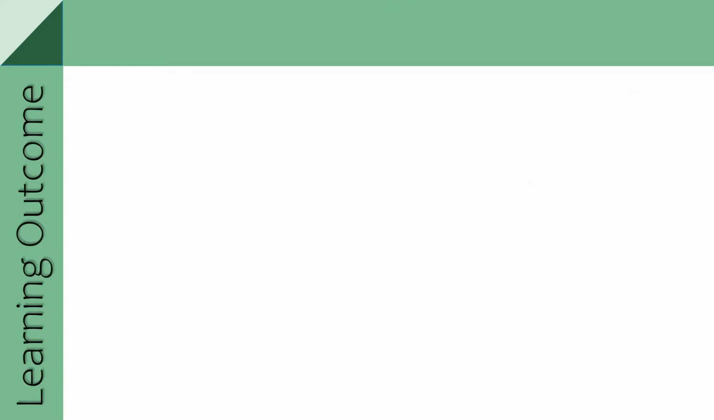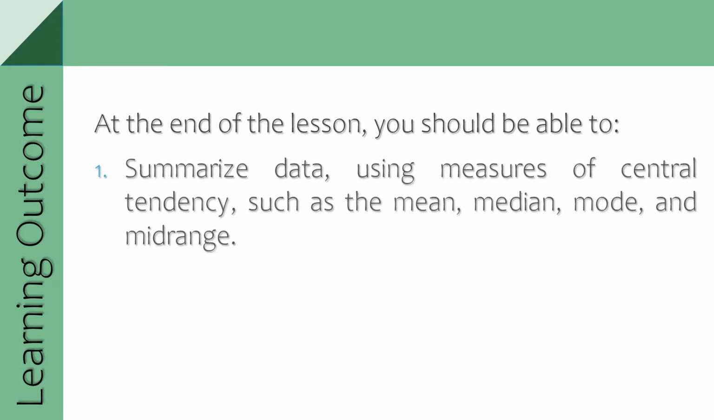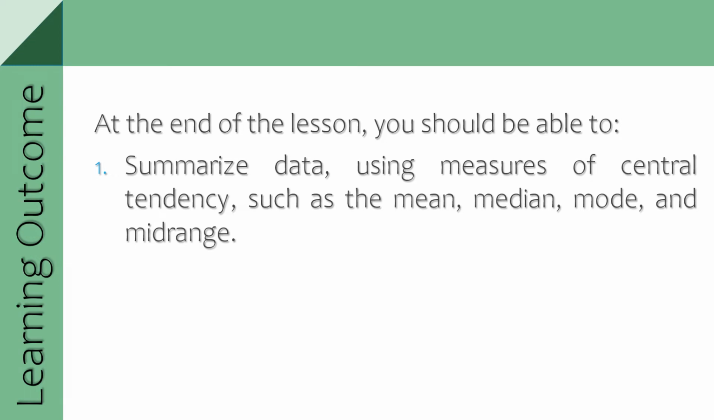For the learning outcomes, at the end of the lesson, you should be able to summarize data using measures of central tendency, such as the mean, median, mode, and the midrange. In chapter 2, we showed how to gain useful information from raw data by organizing it into a frequency distribution table. And then from the frequency distribution table, we represent it by using various graphs.